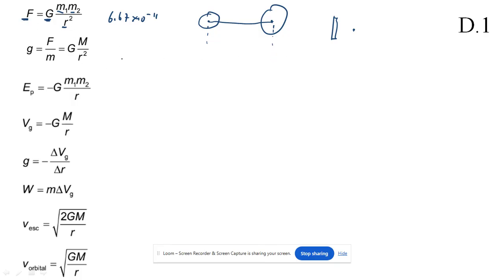But anyway, there it is. And this force is, of course, in newtons. And this is newton meters squared per kilogram squared. So when you plug those units in there, you end up with newtons. Anyway, so that is the force of gravity between these.